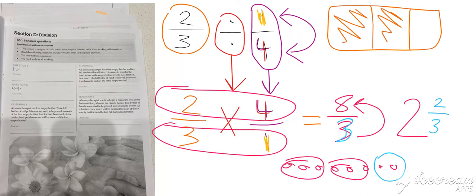And so what we've done is now found out that if I get 2/3 and I divide it into quarters, I'm going to end up with 2 whole pieces and 2/3. Super fun.